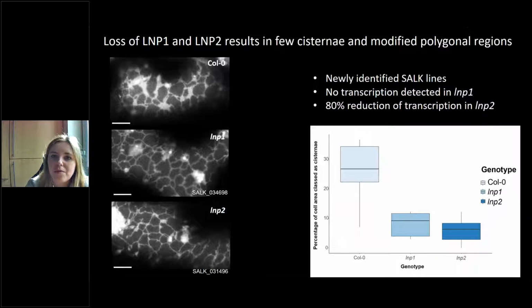Conversely, we've been looking at some SALK lines with reduced or no transcription of Lunapark 1 and 2, and we find that the loss of Lunapark 1 and 2 transcription results in relatively fewer cisternae, and the cisternae are much smaller as a proportion of the total ER structure. So this has indicated that Lunapark 1 and 2 play some sort of role in ER cisternae formation or maintenance.